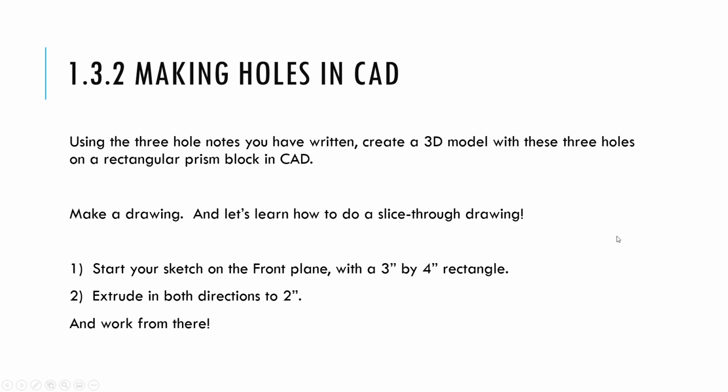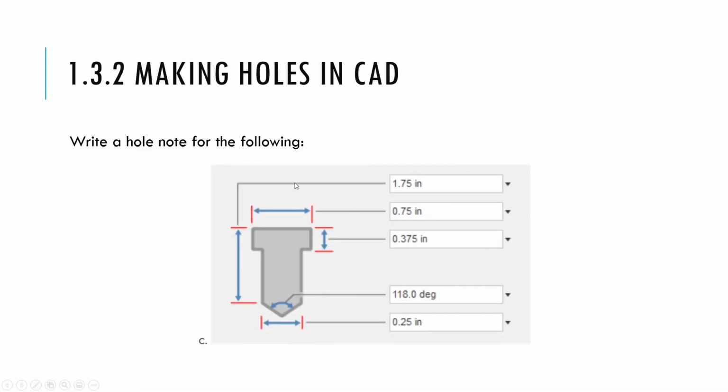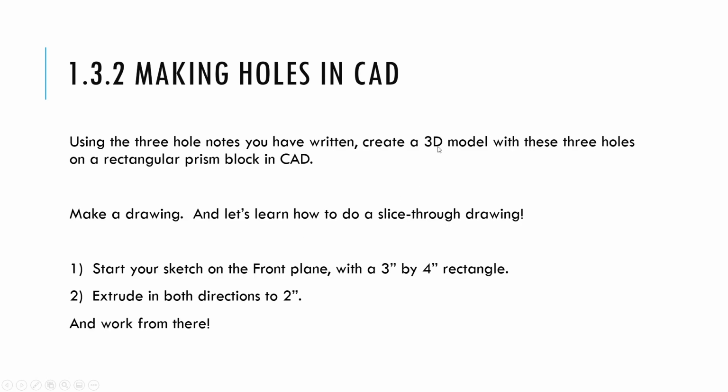Okay? And last but not least, here's making holes in CAD. And I think what I'm going to do is make this a second video. I just want to get the lecture part out of the way. Once you've made your hole notes for these 3, by the way, take a picture of those. Just write it on a piece of paper, take a picture of it, and upload that, and then go on to Onshape and build these 3 holes into a block. My suggestion is you make a block that's a 3x4 rectangle and extrude it to be 2 inches wide or deep, however you want to think about it.